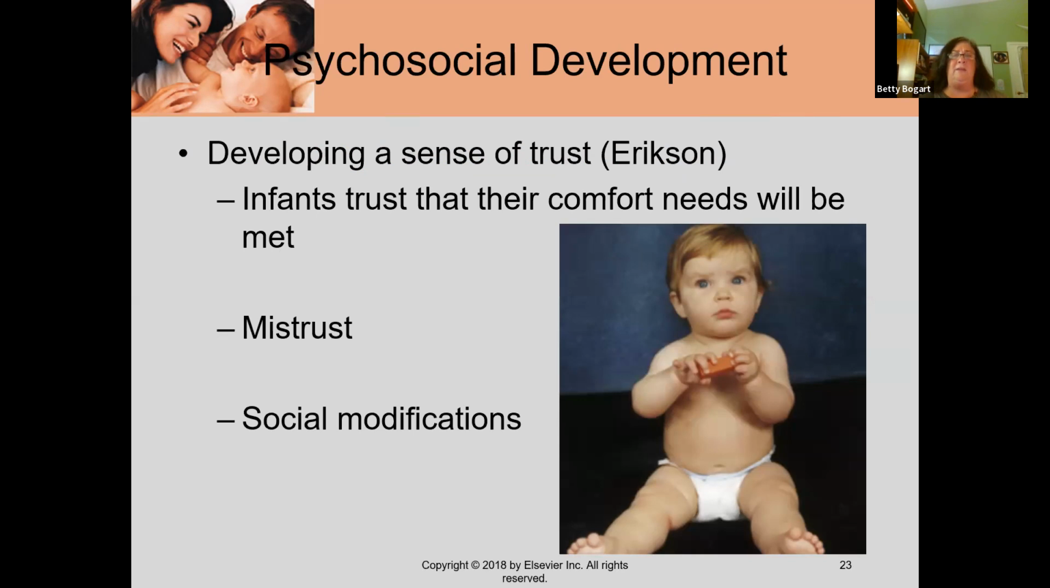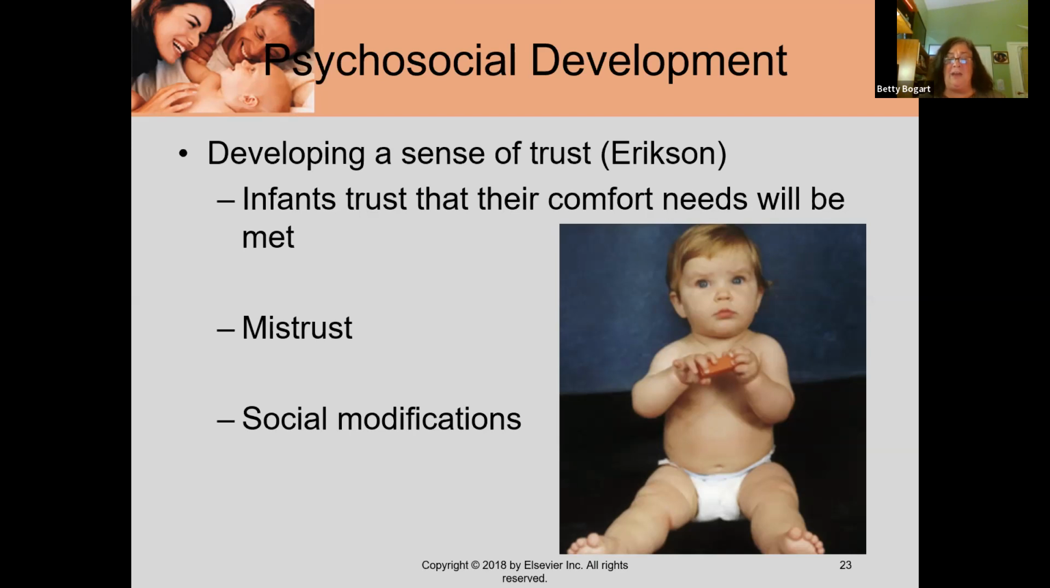What that means is I cry, I know somebody's going to come and get me, and I'm going to be fed, I'm going to be changed, I'm going to be burped. Whatever my needs are, I'm going to get it. That's what Erikson says. Now, mistrust happens when you have an infant who cries and cries and cries, and nobody comes to take care of them. So it comes to the point where they don't even cry because they know no matter what they do, nothing's going to happen. And that is mistrust.